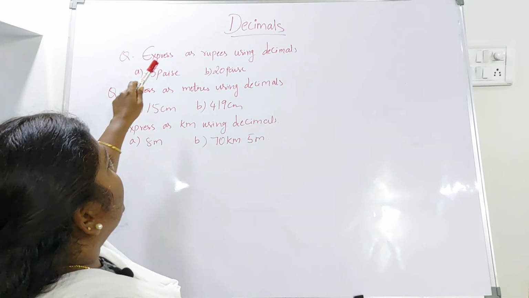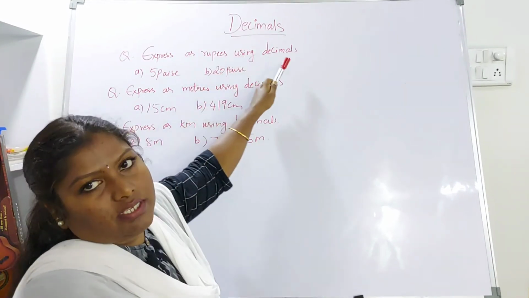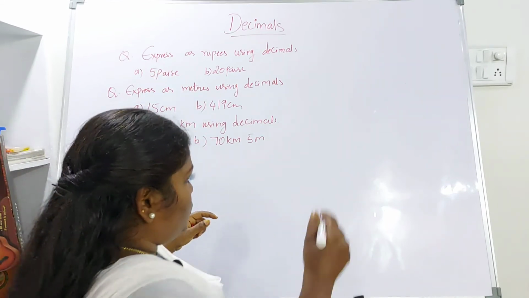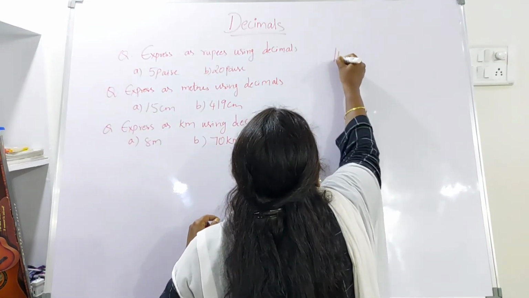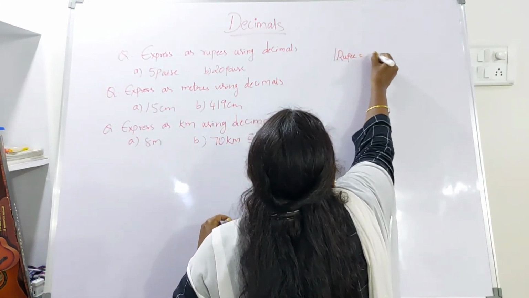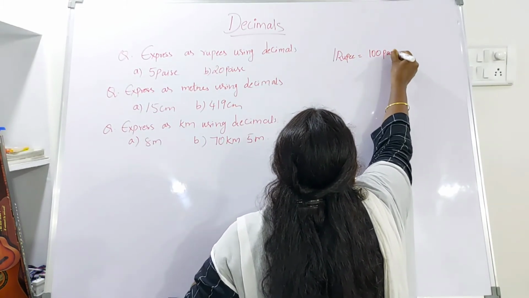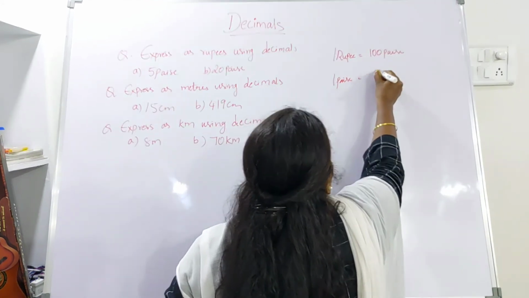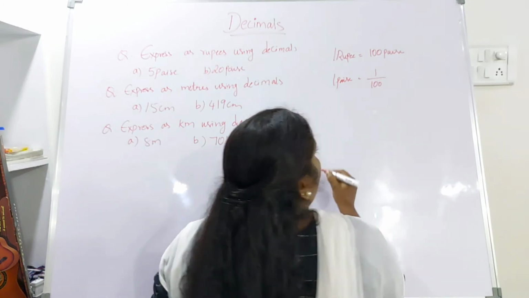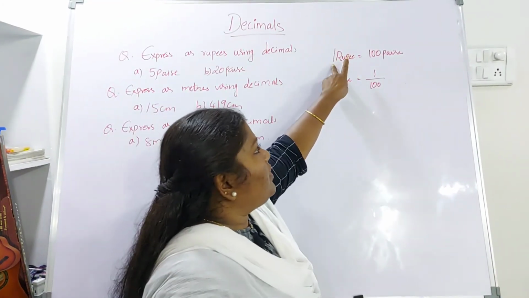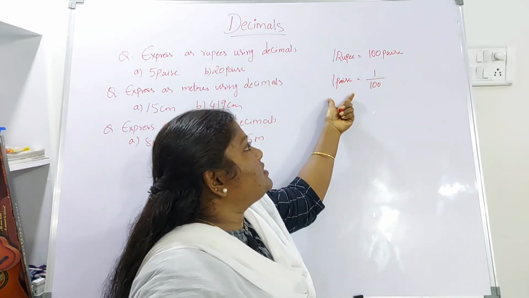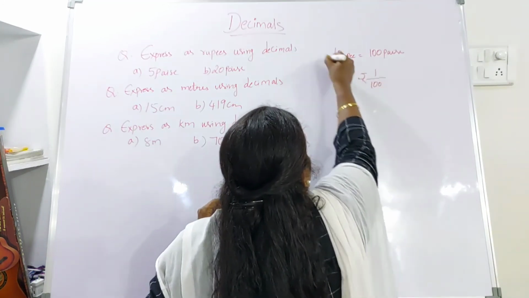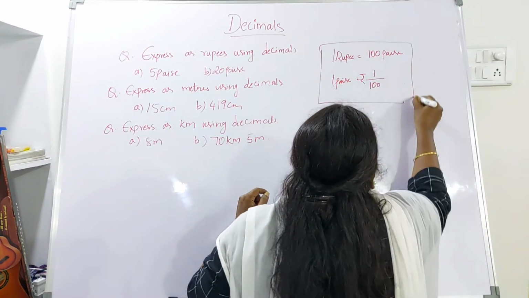Let's start the next topic. Express as rupees using decimals. Now here you need to see the relation between rupees and pies. So you know that 1 rupee is equal to 100 pies. Now in this case 1 pie is nothing but 1 by 100 rupees. So the relation between these is, if 1 rupee is 100 pies, 1 pie is equal to 1 by 100th rupee. So if you know this, then you can easily convert them.